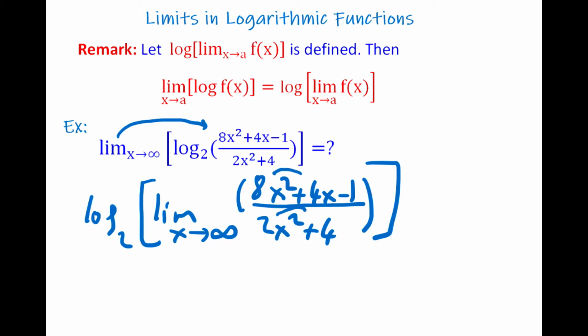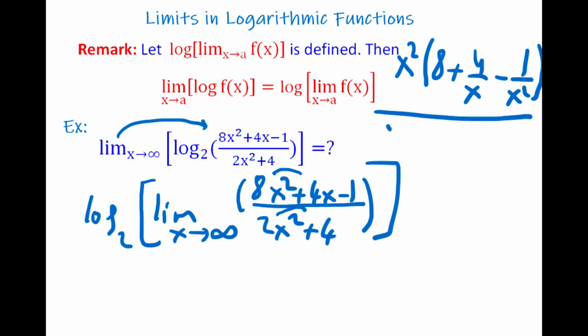Because they are equal to each other, we will just take the ratio of the coefficients. So the result is going to be just 8 divided by 2, guys. Then the longer way is to take the numerator in x squared parentheses, okay? So we're going to have (8 + 4/x - 1/x²) divided by, take the denominator in x squared parentheses again. So we're going to have from here 2 + 4/x².